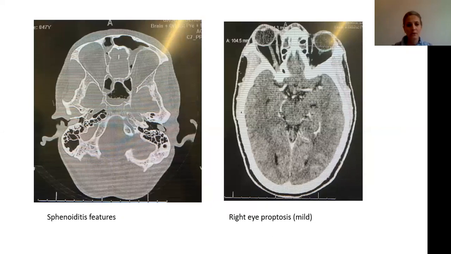With regards to the sphenoiditis features that they were talking about, the bubbles, you can see quite clearly in that CT image on the left that there's that bubble appearance in the sphenoid sinuses to suggest that maybe this man had a sphenoiditis. And on the right eye, he had this possible proptosis, which was fairly mild according to the measurements, but certainly you get the impression that there is some right eye proptosis.